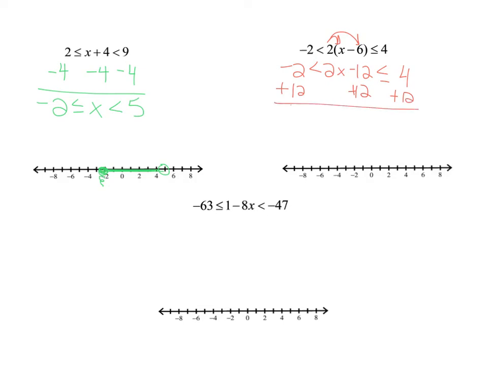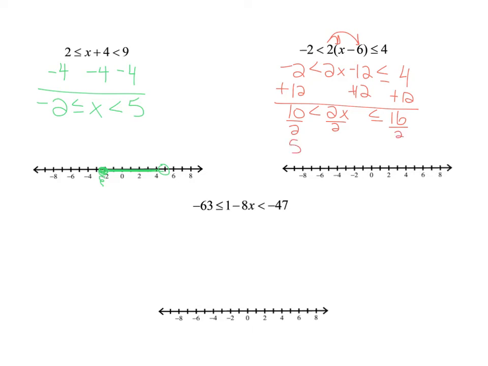So negative 2 plus 12 is 10, is less than 2x, is less than or equal to 4 plus 12 is 16. Go back to the middle. I've got 2 times x. What I have to do now is divide that by 2 because I'm trying to isolate x. But I have to do it to the left, to the middle, and to the right.